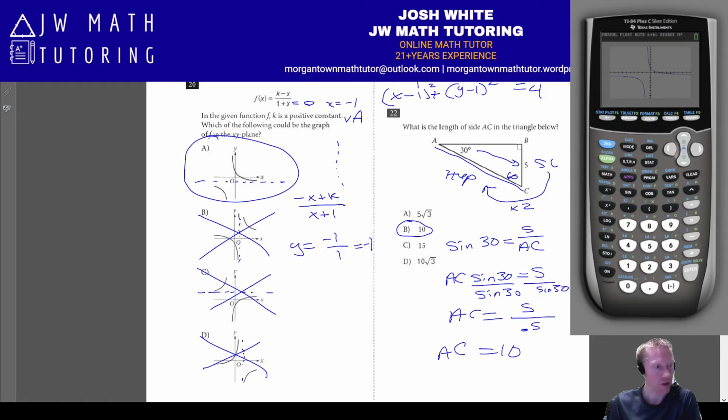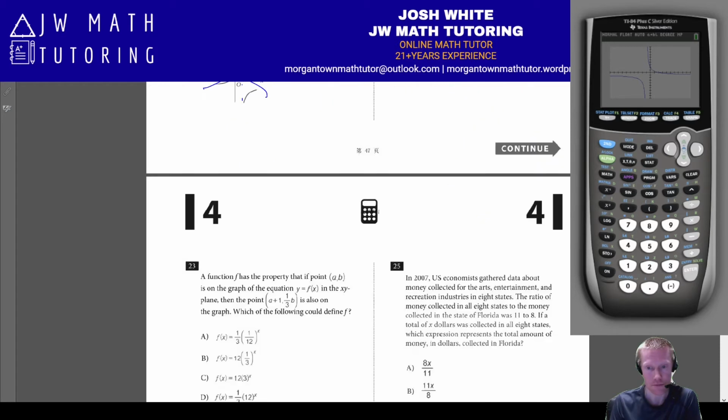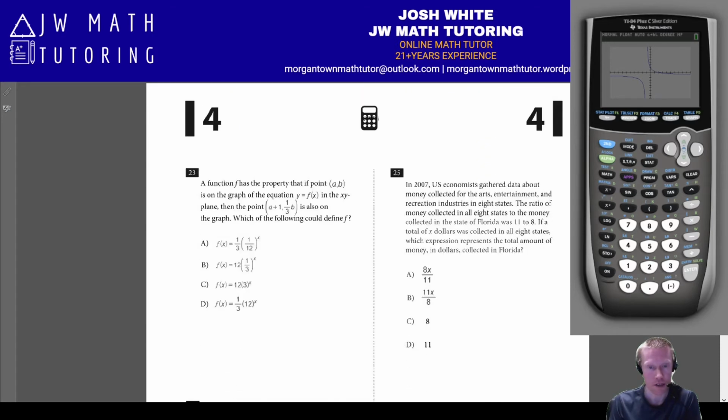So that's an alternate way that you could find the answer to this problem if you did not remember the 30, 60, 90 special right triangle rules. Continuing now at the top of the next page.